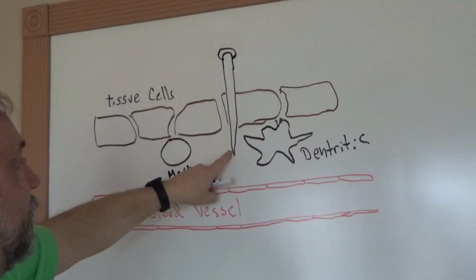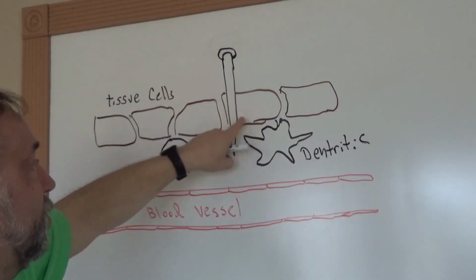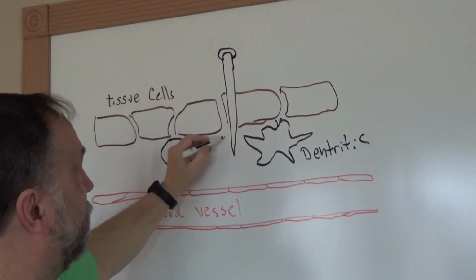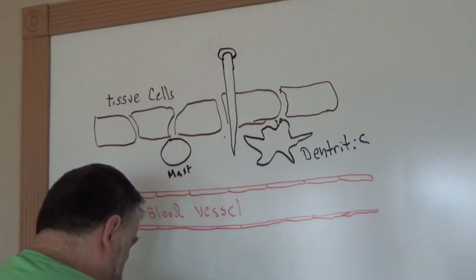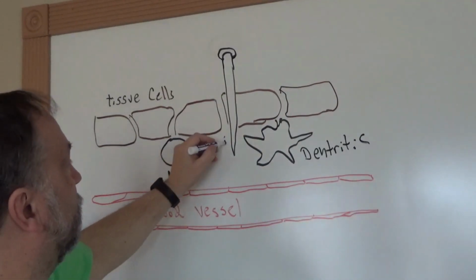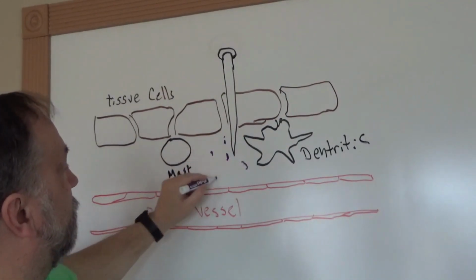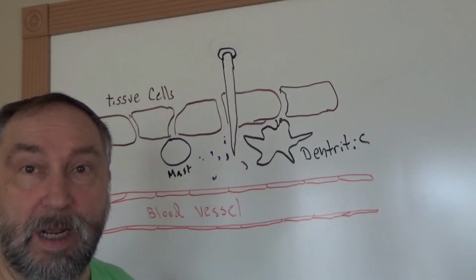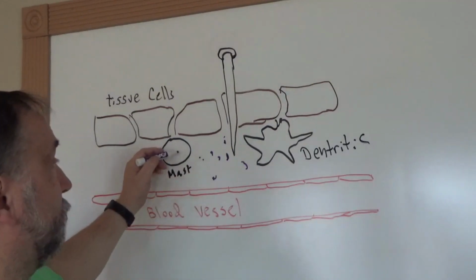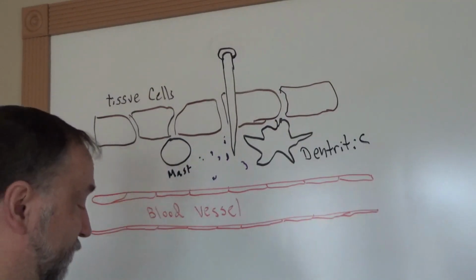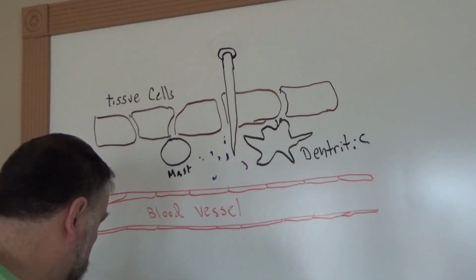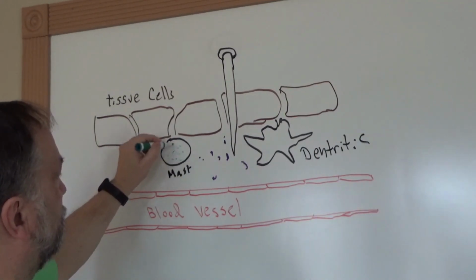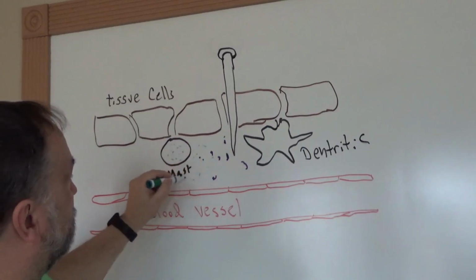So the nail comes down into here and damages some of these cells. These cells here release some cytokines. Let's make these purple. They release some cytokines. So one thing these cytokines will do is they will activate this mast cell. This mast cell is full of histamine. Let's make histamine green. Right? And it will release histamine out into the area.